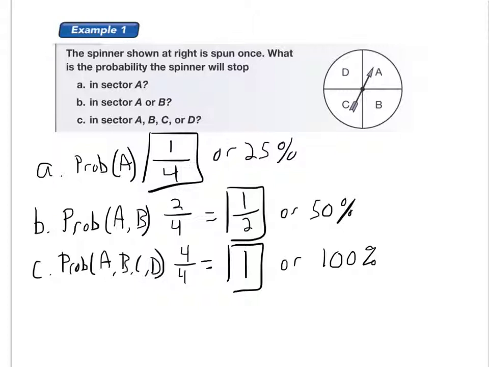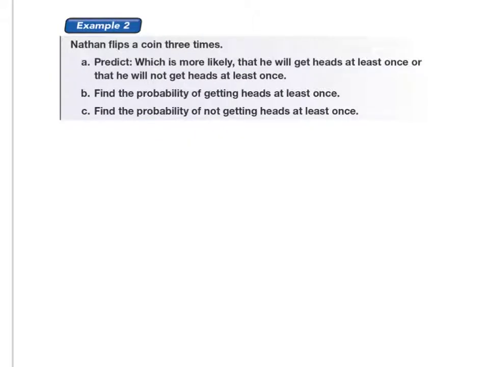Alright, so again, probability, we can write it as reduced fractions. You could write it as percentages. You don't need to write it as a percentage. They don't tell you to. Okay, so keep that in mind. Let's go ahead and keep on moving on.